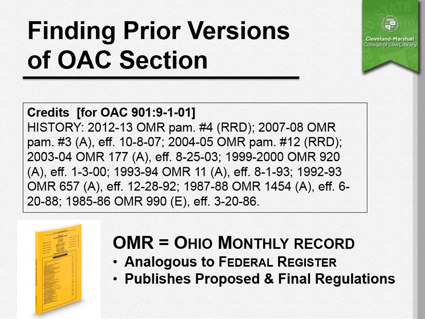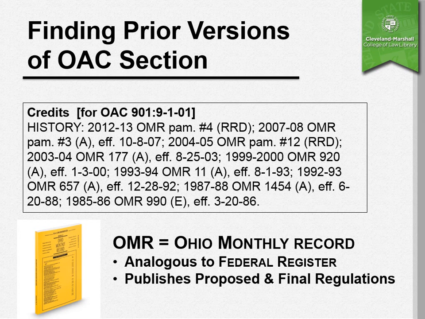To find regulations that created or amended an OAC section, or prior versions of an OAC section, look at the credits or history information at the end of that OAC section. This slide displays credits history information for our OAC section. OMR stands for Ohio Monthly Record. The letters after each OMR cite indicate what happened to the regulation. For example, A equals amended. The Ohio Monthly Record is analogous to the Federal Register. It publishes proposed and final regulations.